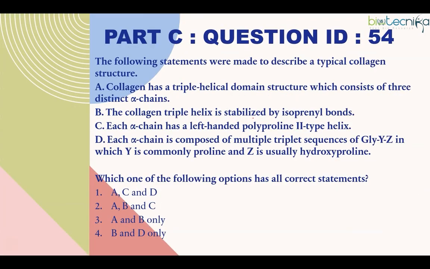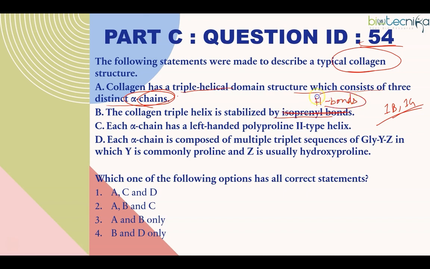Next, question number 54. It is about collagen structure. This is from protein structure, which is 1B, or you can say 1G also, subunit. Collagen has a triple helical domain structure which consists of 3 distinct alpha chains. Yes, collagen doesn't have an alpha helix; it is called an alpha chain. The collagen triple helix is stabilized by isoprenyl bonds. No, it is stabilized by hydrogen bonds.